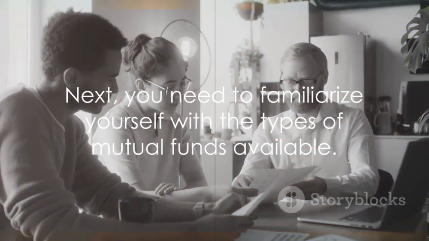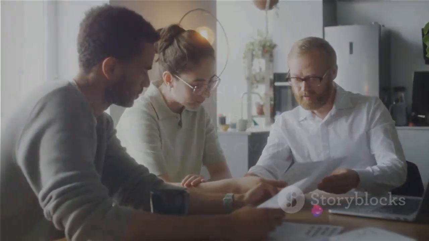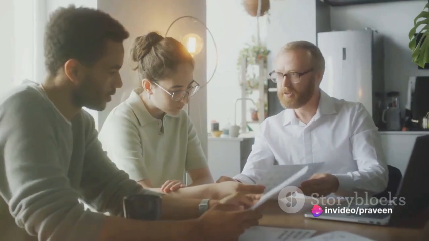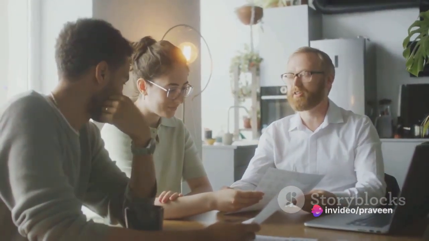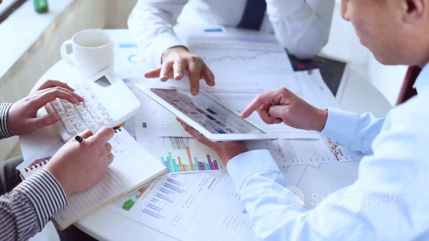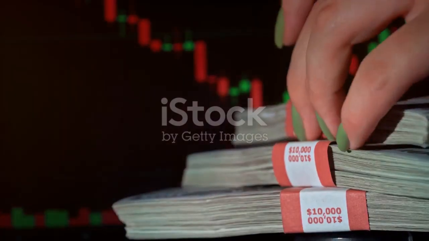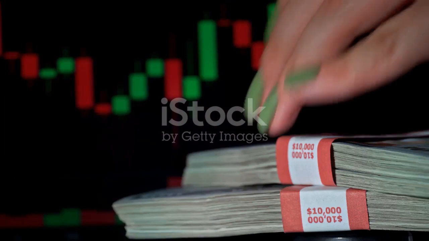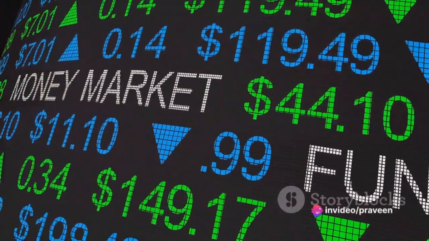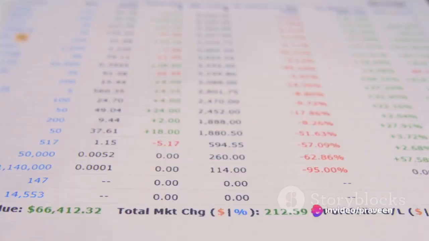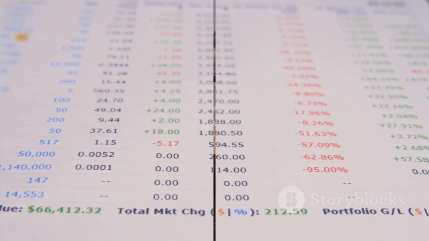Next, you need to familiarize yourself with the types of mutual funds available. There are equity funds, bond funds, and money market funds, among others. Each has its own risk and return profile. Equity funds, for instance, offer potentially high returns but come with high risk. Bond funds, on the other hand, offer lower returns but are less risky. Choose a fund type that aligns with your financial goals and risk tolerance.